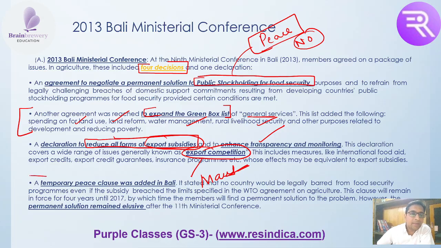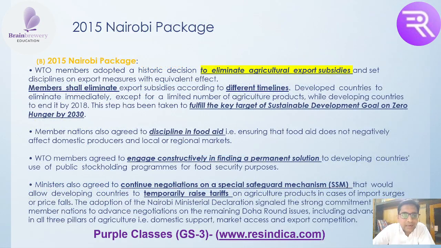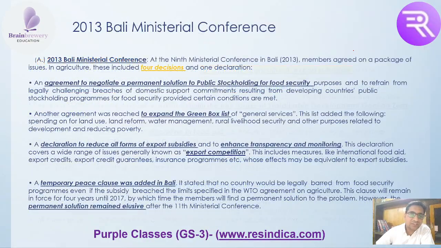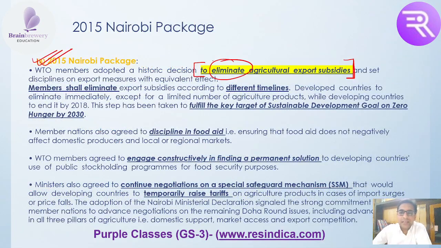Then a temporary peace clause was again added in the Bali declaration. No country would be legally barred from a food security program if their subsidy breaches the limit for 4 years, until 2017. So till 2017 they said that if any country breaches the food security limit, they will not be legally barred for anything. But still a permanent solution has not been given for the PDS system and food security system which countries are running for their poor. Then came the Nairobi package in 2015, Kenya, right? The historic decision: eliminate agriculture export subsidy. In Bali they said we have to reduce, but now they said to eliminate all the export subsidies.